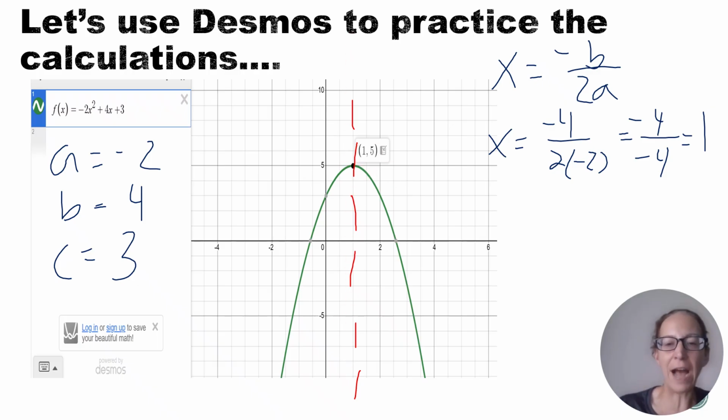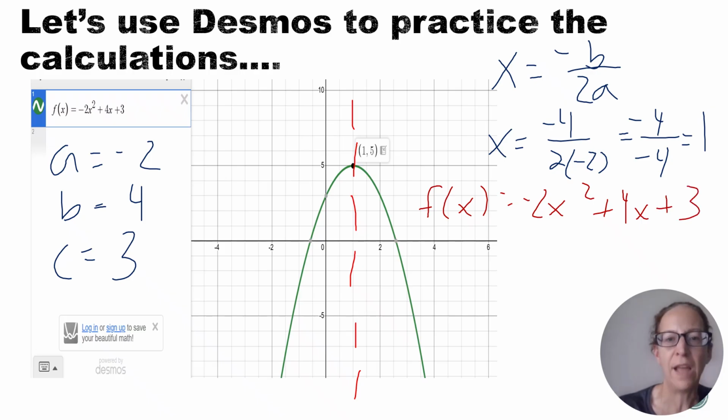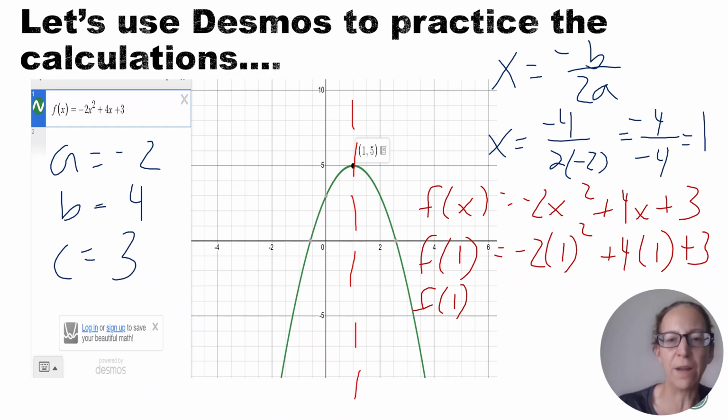Now, how can we find the y value? We take that 1 and we're going to go ahead and plug it into the function. It would be awesome if I wrote what I meant to write. So we have -2x squared plus 4x plus 3, and we're going to go ahead and plug in the 1. So we have -2 times 1 squared plus 4 times 1 plus 3. 1 is a nice friendly number there. 1 squared is just 1, so that is -2 times 1. 4 times 1 is just 4, and then we have the plus 3.